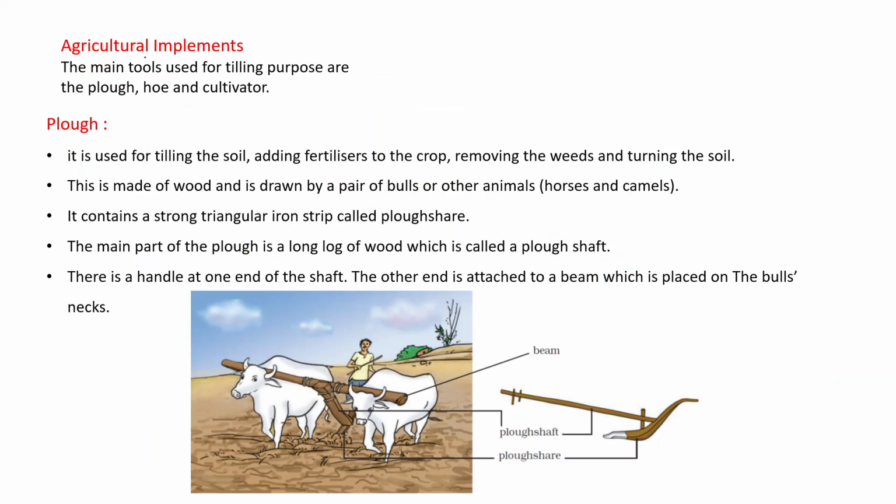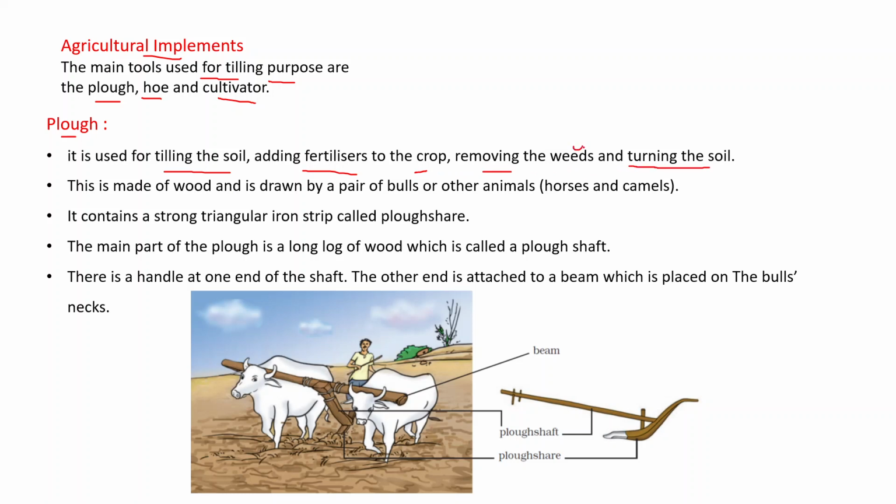Now, agriculture implements. The main tools used for tilling purpose are plow, hoe, and cultivator. Now, see what are these? Plow. It is used for tilling the soil, and we can say this is adding mud fertilizers to the crop, removing the weeds, and turning the soil.